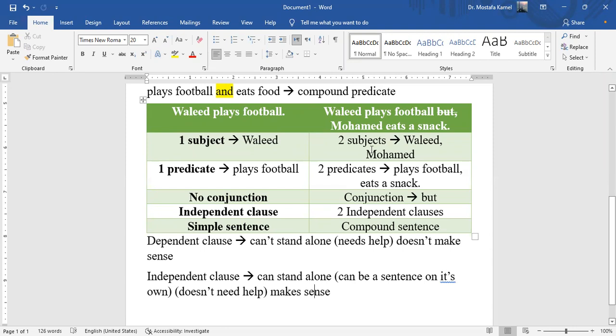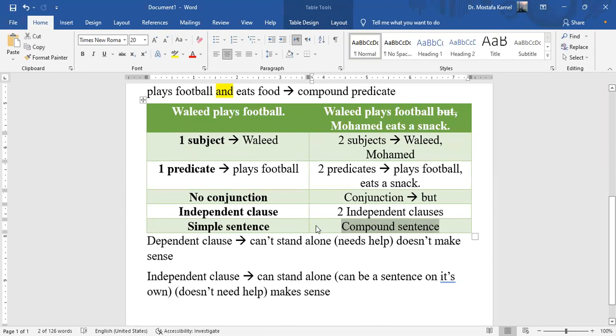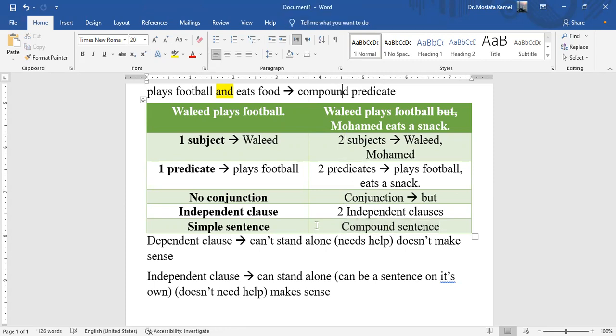Now, when we have two subjects, two predicates, and a conjunction, we have a compound sentence. Mister, there are three conjunctions. Yes, and, but, or. We'll get to that. Don't worry, we'll get to that. Okay? We will get to that.